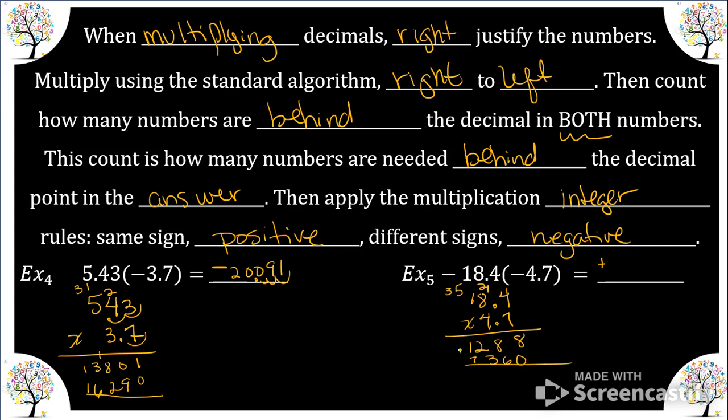And again, we need to be neat. 8 plus 0 is 8. 8 plus 6 is 14, carry your 1. 2 plus 3 plus 1 is 6. And 1 plus 7 is 8. And now let's count the decimal places. So we have 1 and 2. So it's 86.48, and it is positive.